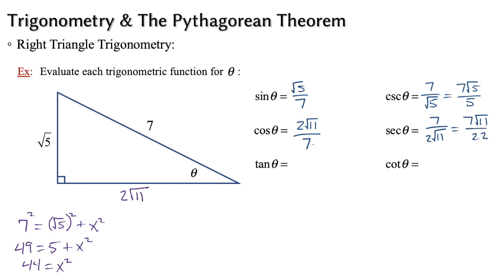Now to do the tangent, we have to take the opposite divided by the adjacent. So we'll take the square root of 5 and divide that by 2 square root of 11. Now, when we rationalize this one, of course, we're going to get the square root of 55 divided by 22. Now, the cotangent just flips that over, so you can write 22 divided by the square root of 55, but of course, we want to rationalize that to be 22 radical 55 over 55.